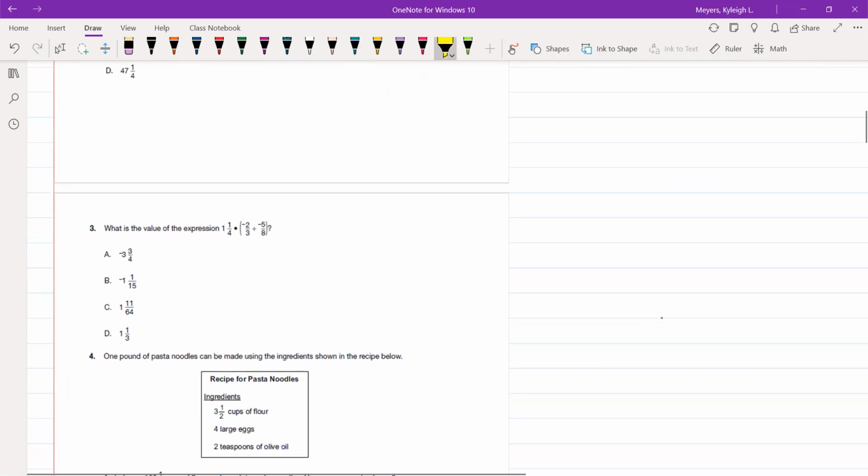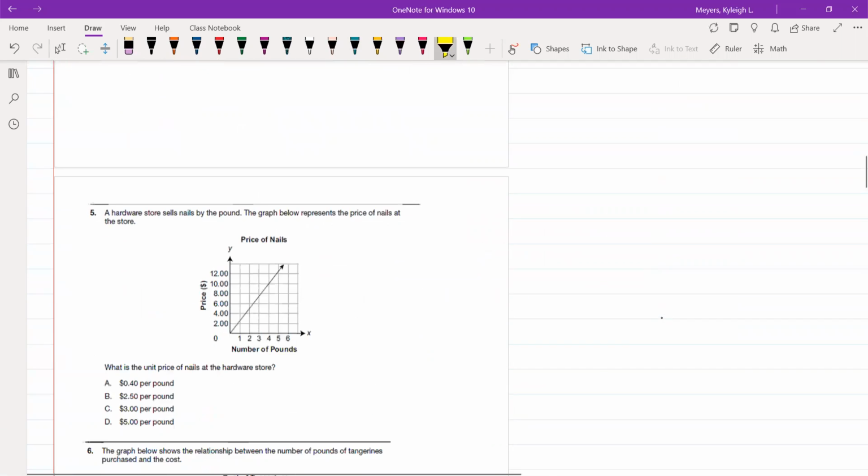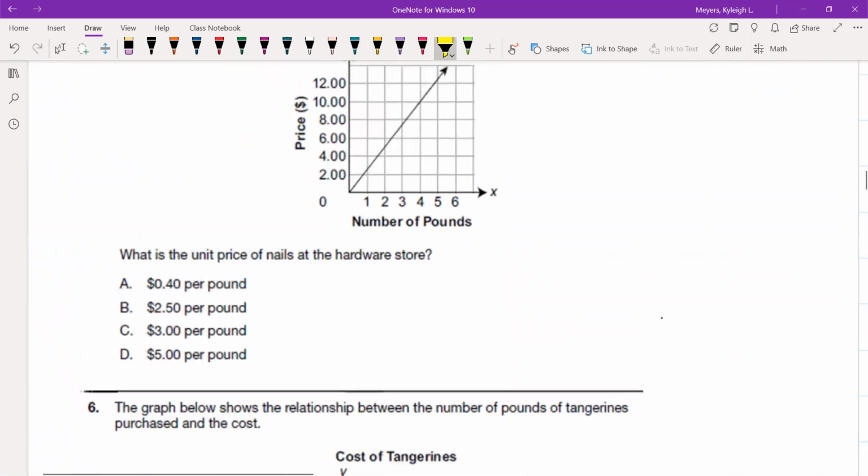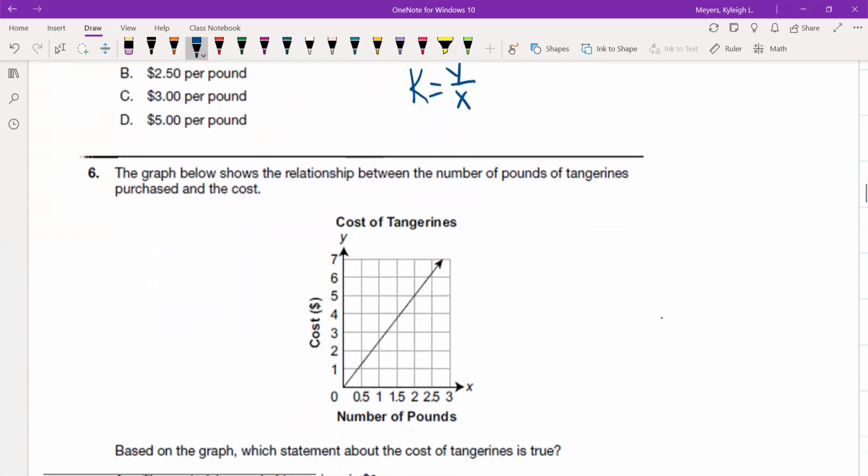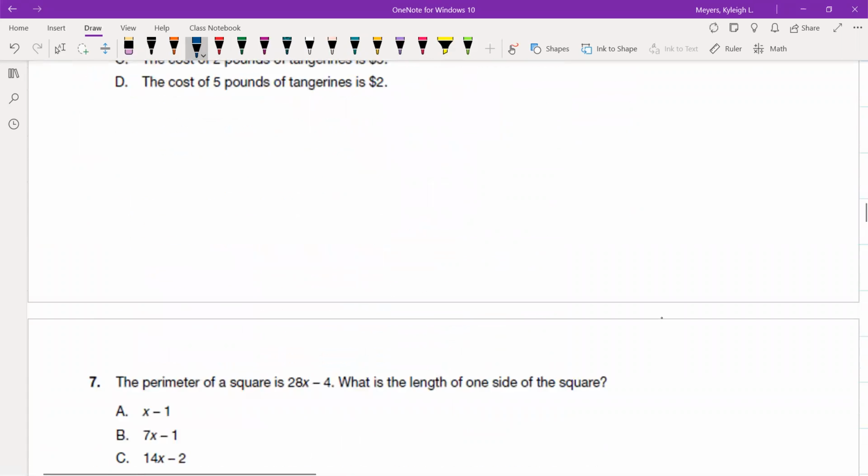Okay. We're going to skip down to question number 5. Question number 5 talks about the unit price, which remember is your constant of proportionality. Sorry. And that, remember, is K equals Y over X. So constant of proportionality is your Y value over your X value. Simplified.